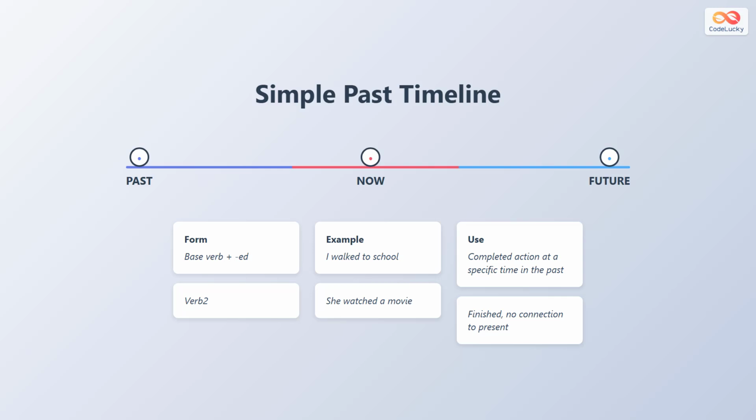Let's learn about the simple past tense. The simple past describes an action that happened and finished in the past. We form the simple past by adding -ed to the base verb or using the second form of the verb. For example, I walked to school, or she watched a movie. The simple past is used for actions that are completely finished with no connection to the present time.